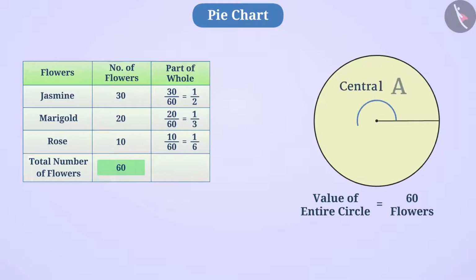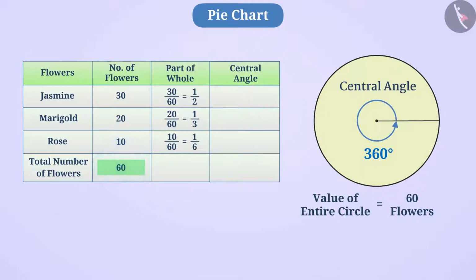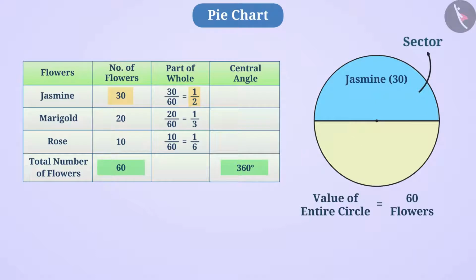Since the central angle of an entire circle is 360 degrees, we can say that 60 flowers represent the central angle of 360 degrees. The number of jasmine flowers is 1 by 2 part of the total 60 flowers. We will represent this number by a sector of a circle whose central angle is 1 by 2 multiplied by 360 degrees, which is equal to 180 degrees, that is half circle.